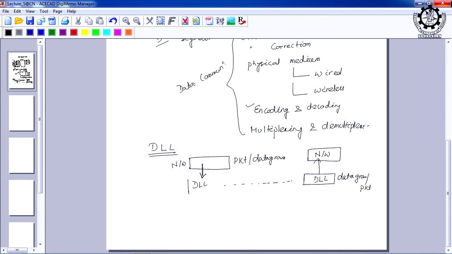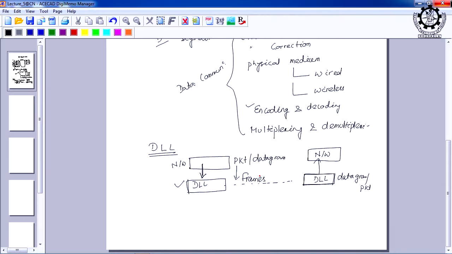This is how the DLL on the sender side and the DLL on the receiver side provide the service to their upper layers. Now, when this packet comes to this lower layer, the DLL, it is usually renamed as a frame. So, we say the chunk of data handled by the data link layer are the frames. When we talk about frames, we mean we are working in the data link layer. So, when the communication takes place between this DLL and DLL, this is nothing but a virtual communication.